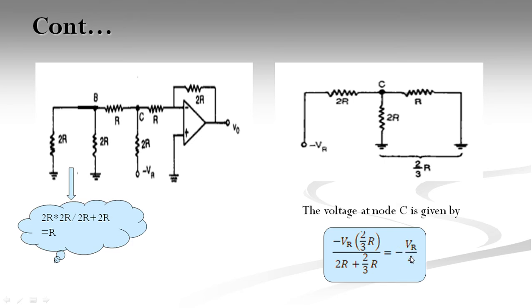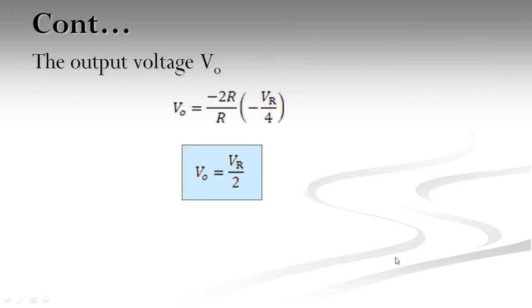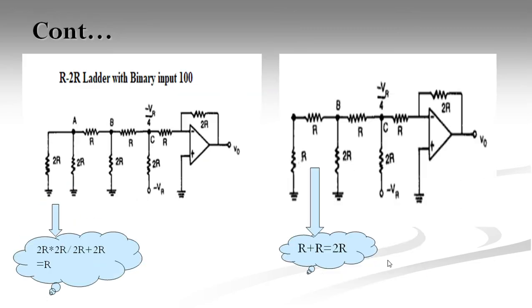So the minus VR by 4 is the voltage that is present at node C. Now if you look at this equivalent circuit, it is nothing but an inverting amplifier circuit. As per the inverting amplifier circuit, the output voltage V0 can be written as the feedback resistor divided by the input resistor, multiplied by the total voltage that is present at the input of the circuit.